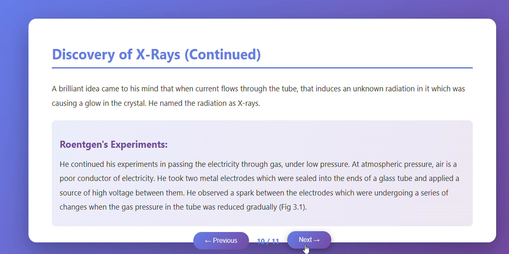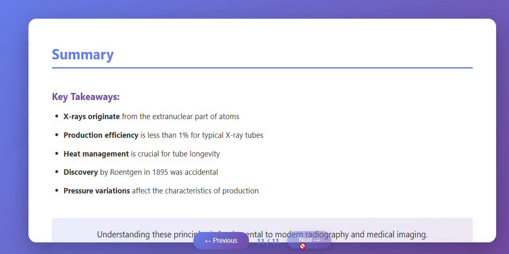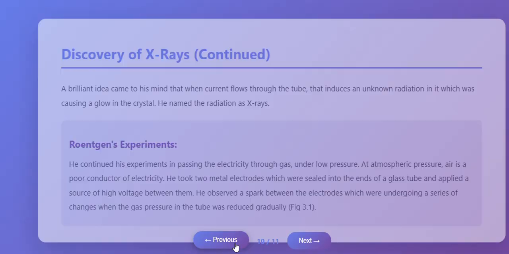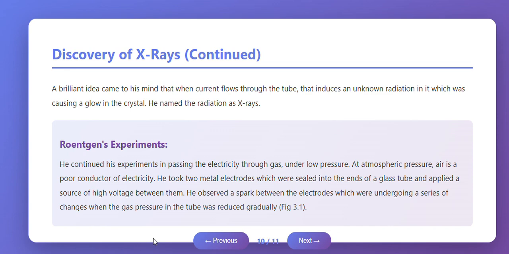Roentgen was fascinated by this discovery. He spent the next several weeks in his lab investigating these mysterious X-rays. He continued his experiments, reducing the gas pressure in the tube and observing the changes: the striations, the dark spaces, and the glowing columns, just like we discussed earlier. Within weeks, he had taken the first X-ray image of his wife's hand, showing her bones and wedding ring. The world was amazed, and Roentgen became the first person to win the Nobel Prize in Physics in 1901.